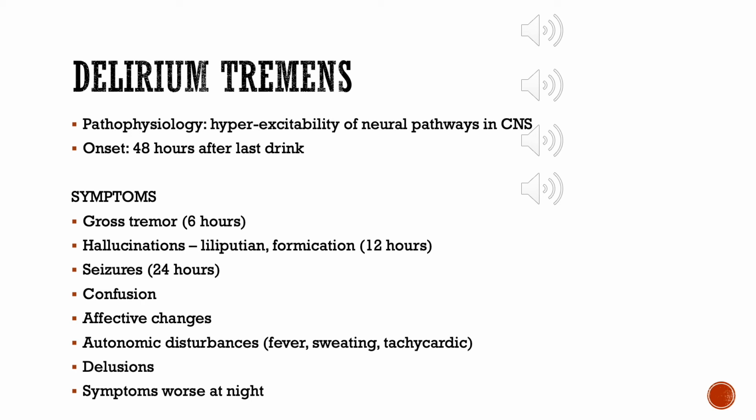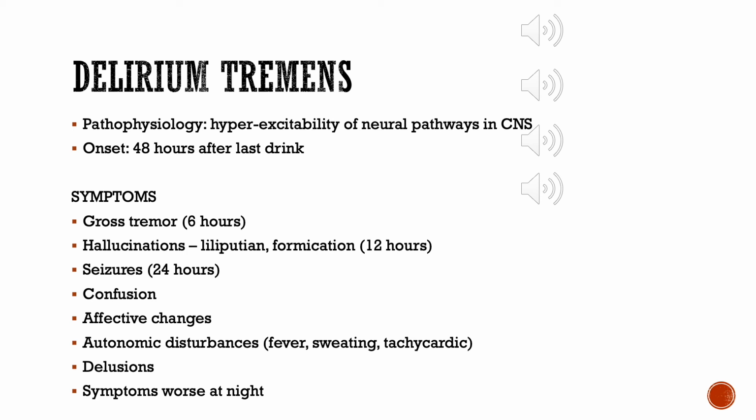After 12 hours from the last drink, dependent users can start having hallucinations such as Lilliputian, which is visual hallucinations of small people, or formication, which is the sensation that there are small insects crawling on your skin. Typically, after 24 hours, the neural pathways in the brain are hyperexcitable, and this leads to seizures. Other symptoms include confusion, affective changes, switching from fear to hilarity, and autonomic disturbances such as fever, sweating, and tachycardia.